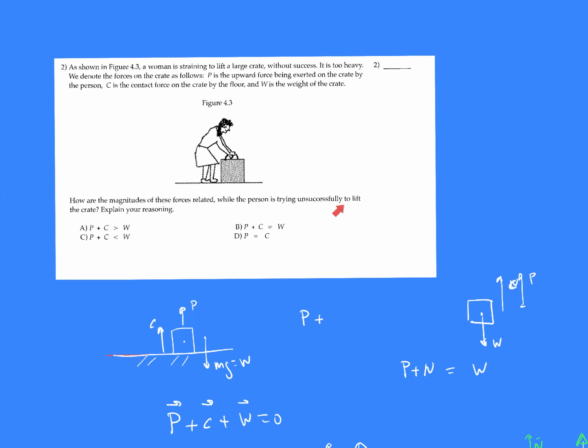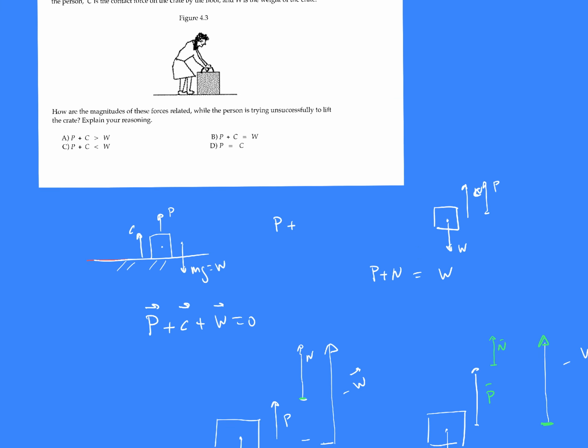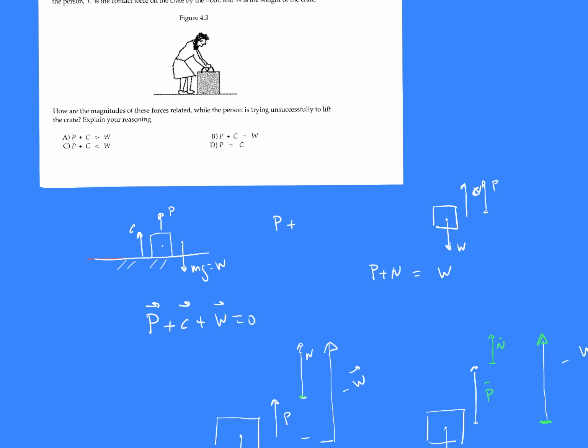If he tries unsuccessfully to lift the cradle, it's because the acceleration is 0. So the sum of all the forces has to equal the mass times the acceleration, but in this case the acceleration is 0. What are the forces acting? The P, the force that the lady is applying, the C, the force that the floor is exerting, and the omega, the weight. The sum in vector form of these three forces has to be 0.